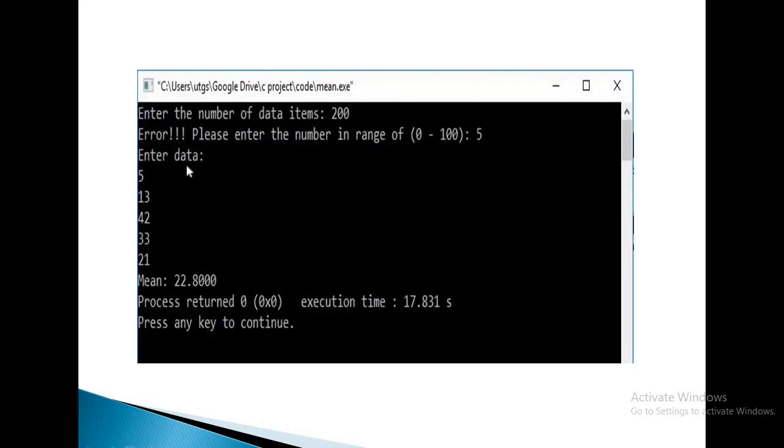The output is as follows: the user enters 5 data items, but the limit is 0 to 99. So here 5, 13, 42, 33 and 21. The average of these is 22.8000.